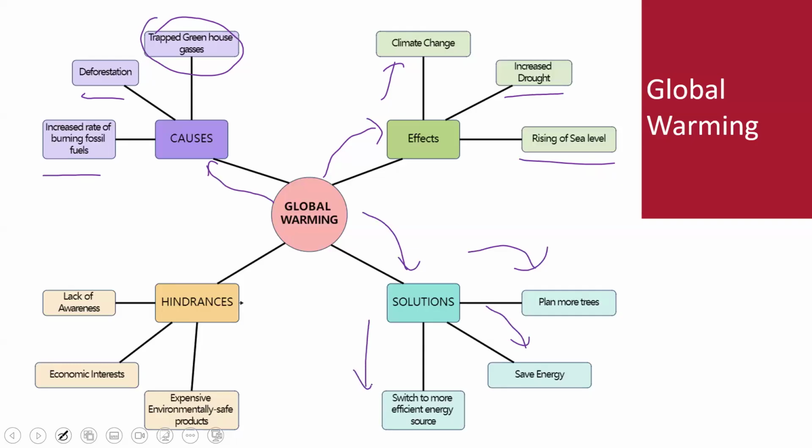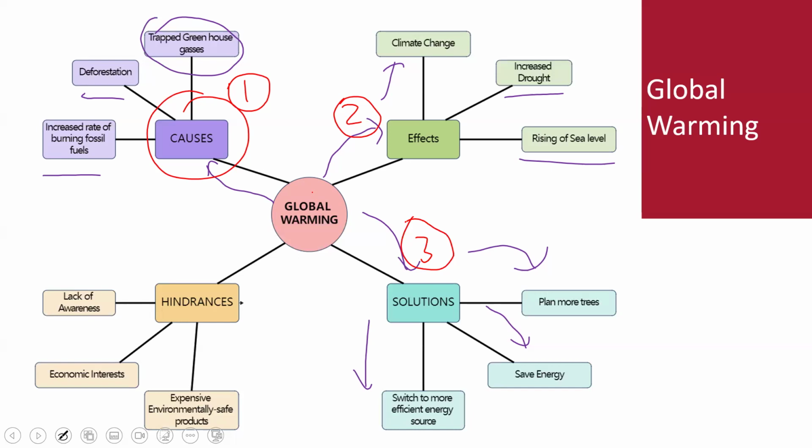Okay, so what I've tried to do on this little diagram is: global warming, number one, what are the causes? Number two, what are the effects of global warming? Number three, what are the solutions? Plant more trees. It was on the news about a week ago that the Chinese are planting about 1 billion more trees a year.